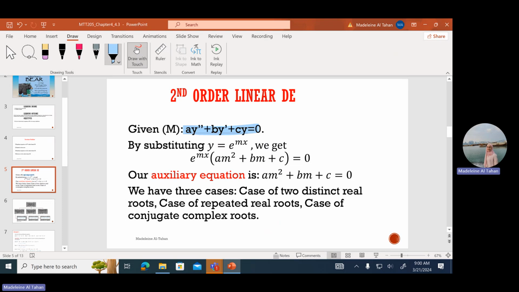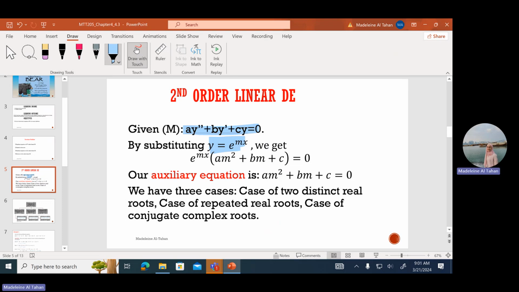It means that these a, b, and c are numbers like 2, 3, 0, negative 5, negative radical 2, and so on. Our solution is to form y equals e power mx, and our aim is to find out how many independent solutions we should find for this one. This is second order. How many independent solutions should we find? 2. So we should get 2 values for m, right?